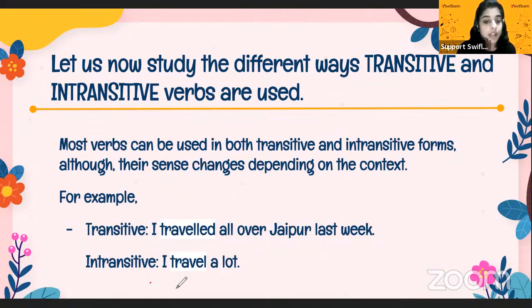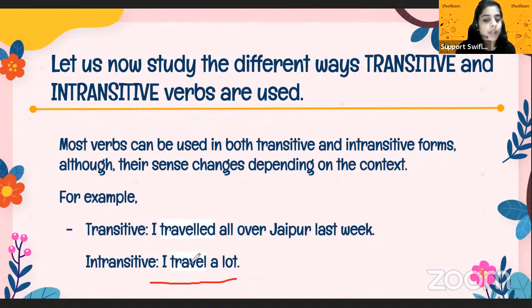Now, second one, I travel a lot. Now I don't need any object. Gianna Chawla is absolutely correct. Jaipur is the object and traveled is the verb. Manya, absolutely correct. All right.